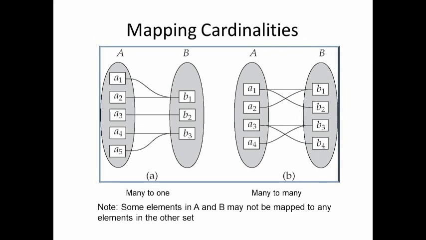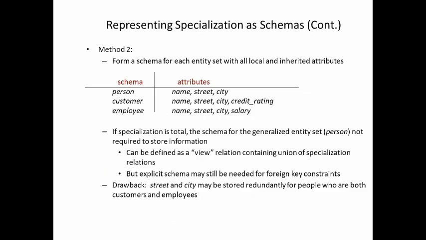We have many to one when you look at it now from the other angle, where we have B associated with many of A, and then many to many, we have many of A associated with many of B. So that's the cardinality that we're looking at.